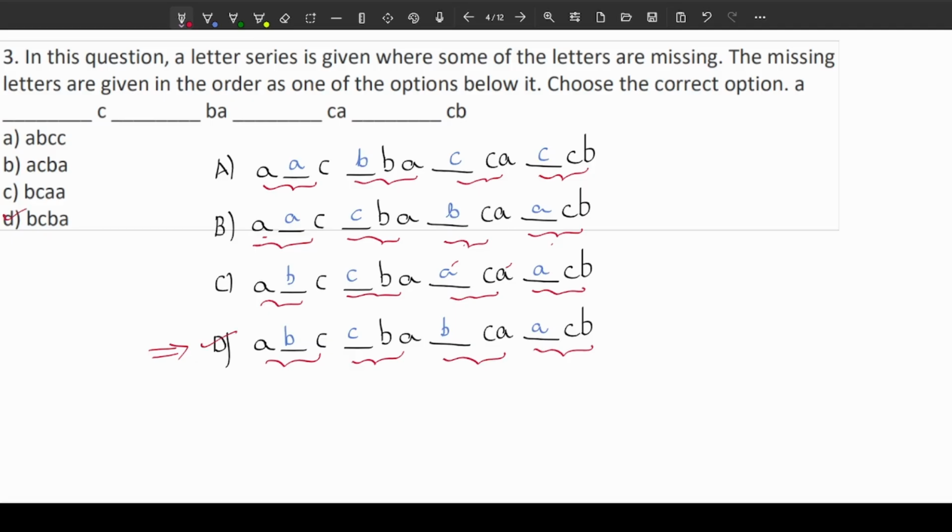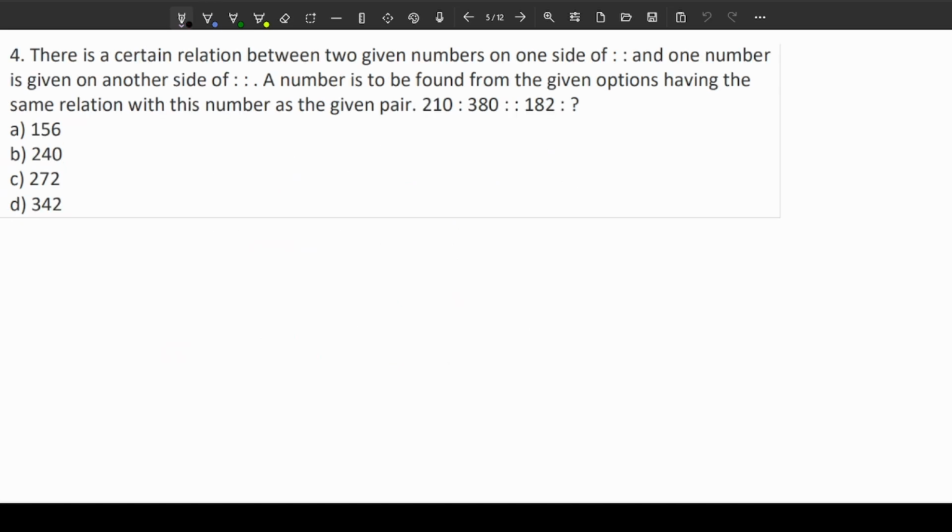Let's go to the next question. A number is to be found from the given options having the same relation with this number as the given pair. So we have 210 is to 380, and we should find some relation where 182 is also related to the other number in the same manner. Let's see how to go about this. You should try different ways. In some cases there can be addition, in some cases multiplication works, in some cases maybe factorization works. So you should see which works for a given pair of numbers.